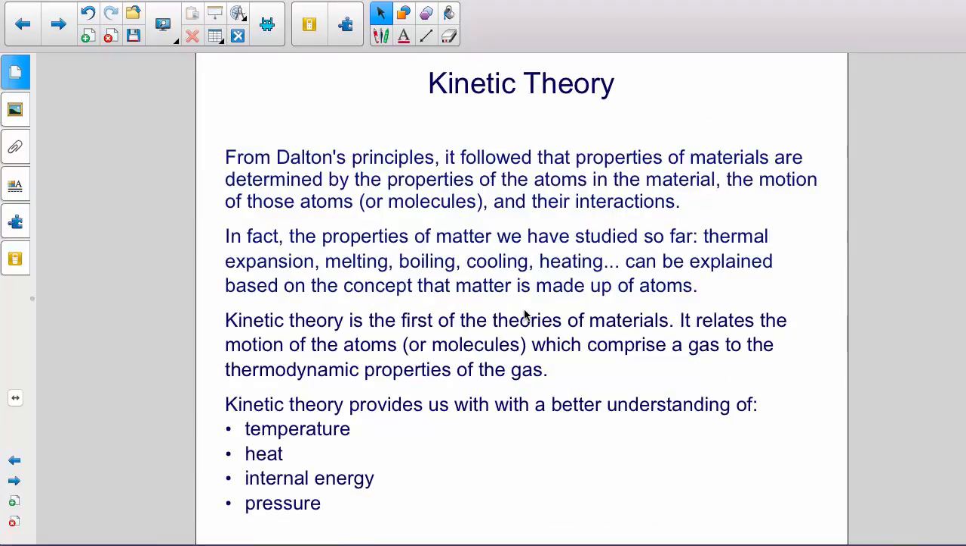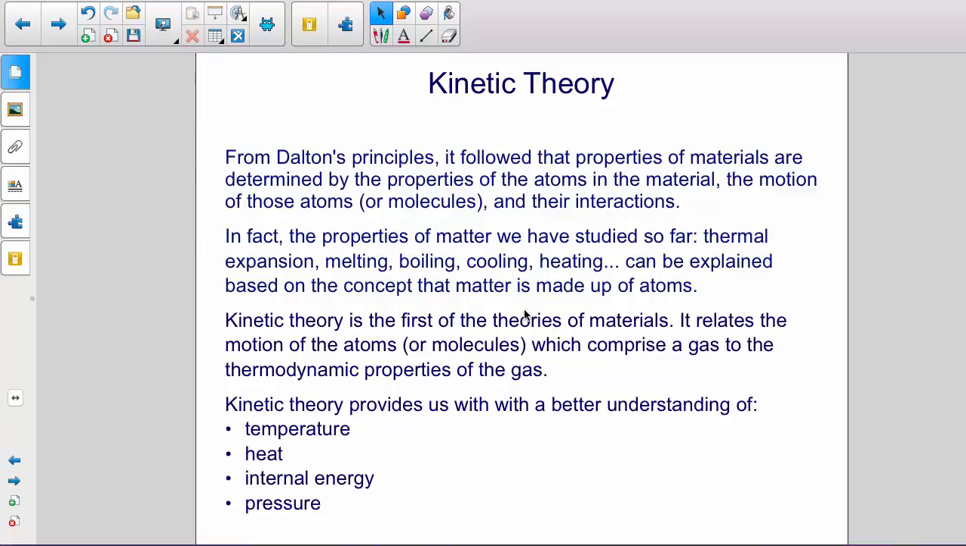From Dalton's principles, it followed that properties of materials are determined by the properties of the atoms in the material, the motion of those atoms or molecules, and their interactions. In fact, the properties of matter we've studied so far, thermal expansion, melting, boiling, cooling, heating, can be explained based on the concept that matter is made up of atoms.